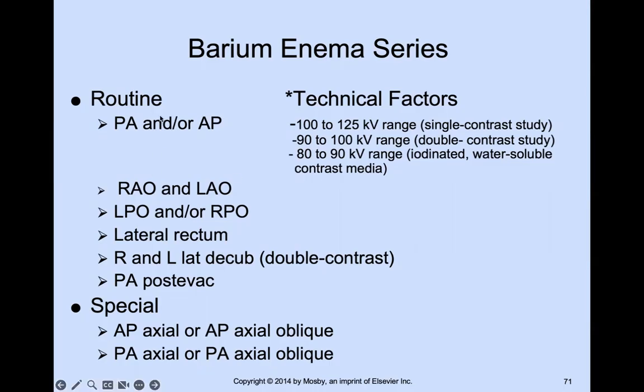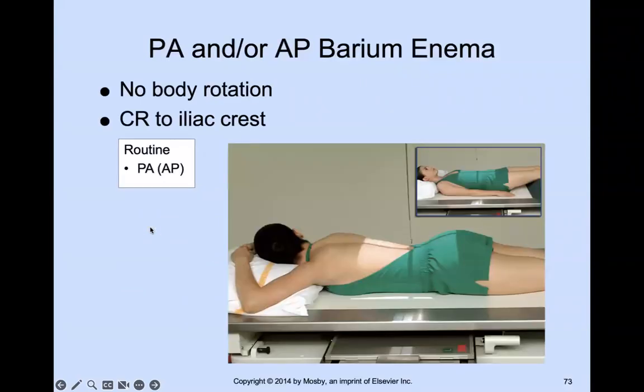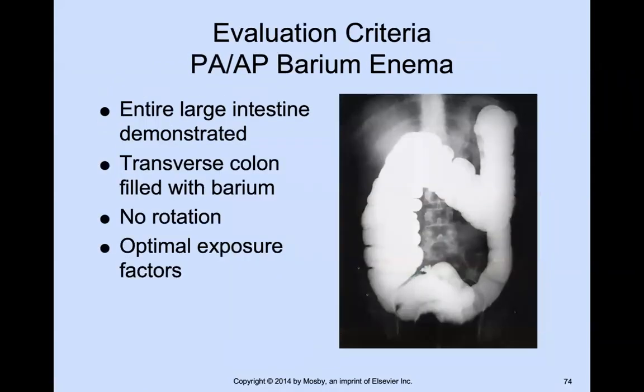So this is the routine for a barium enema. We're going to go through each of these. What's important to note, and which can be the harder thing for students to grasp and remember, is that for the obliques, you need to know which flexure is being best demonstrated. Remember, hepatic flexure means the right side, splenic is the left flexure. For the PA or AP, we're going to center at the iliac crest, pretty simple, just like we would for a KUB.